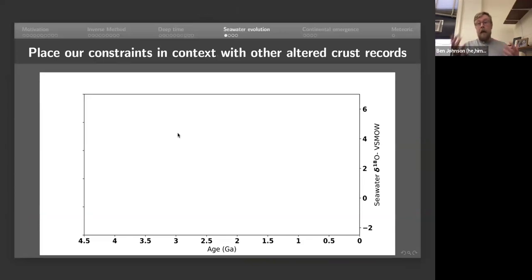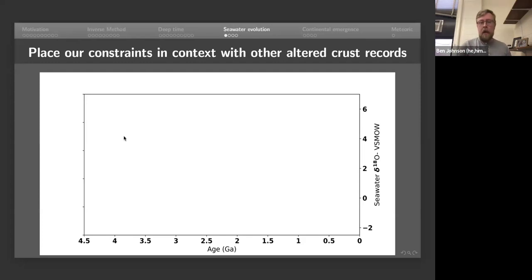Awesome. So, we have all these sites where we've got whole rock oxygen isotope measurements. We have independent temperature constraints, either from fluid inclusions. We did chlorite geothermometry for Pecos. And so we perform these inversions. And before I show you the data, I think it's useful to place our constraints with similar work that's been done trying to estimate the δ18O value of seawater using other altered crust records.